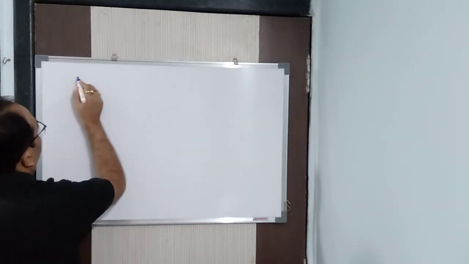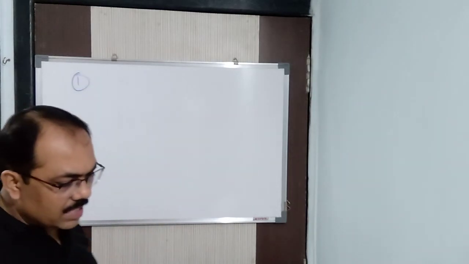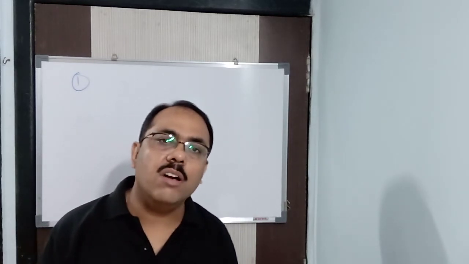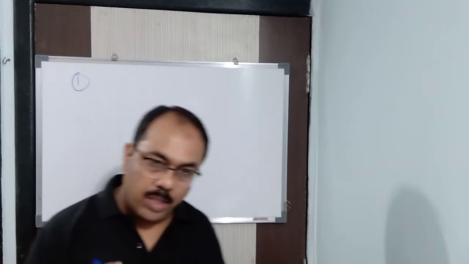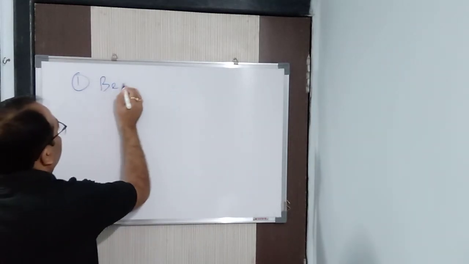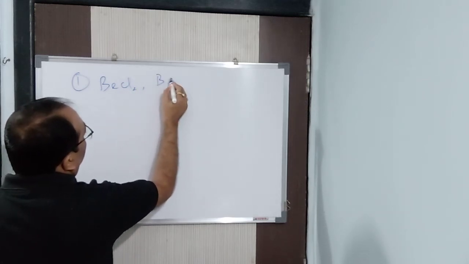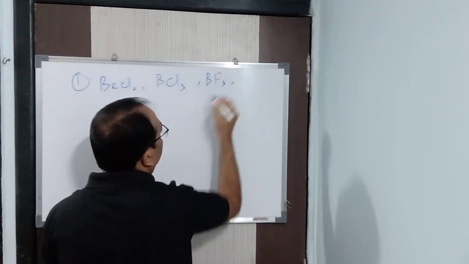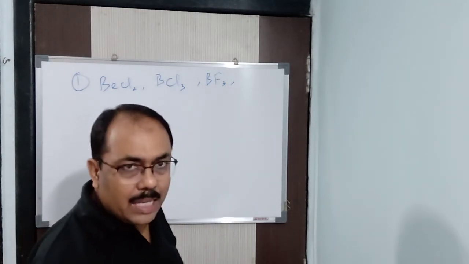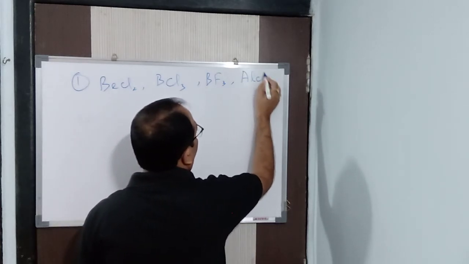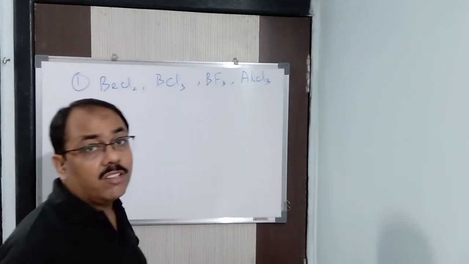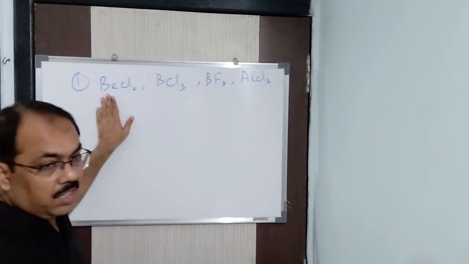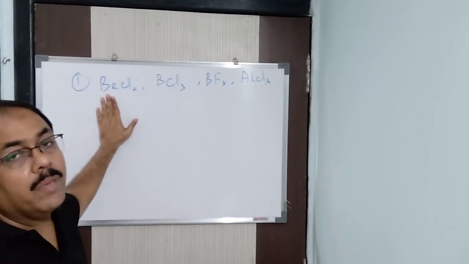For example, there are certain compounds which have less than 8 electrons in the outermost shell, that is, a deficiency of electrons in the outermost shell. What are those compounds? Like BeCl2, then BCl3, or BF3, or AlCl3. Now we will count and see how they have less than 8 electrons in the outermost shell. But they are stable. All these compounds are stable, you know. Beryllium has got lithium, hydrogen, helium, lithium, beryllium.